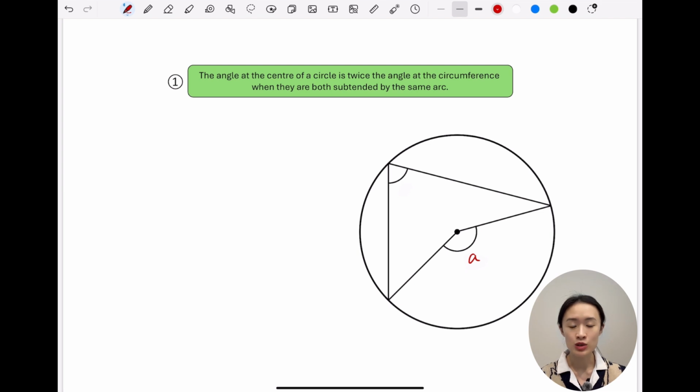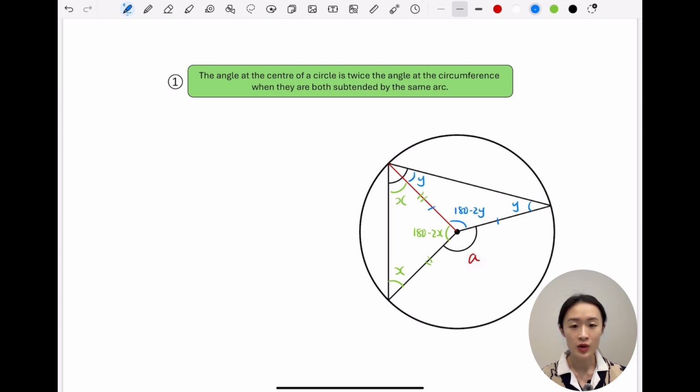What I'm going to do is to create two isosceles triangles because they are radii, therefore they are equal. Therefore, if I call this angle x, this angle is going to be x as well. Angles in a triangle add up to 180, therefore this angle is going to be 180 subtract 2x. Similarly, if I call this angle y, because it's an isosceles triangle, this angle is going to be y, and this angle is going to be 180 subtract 2y.